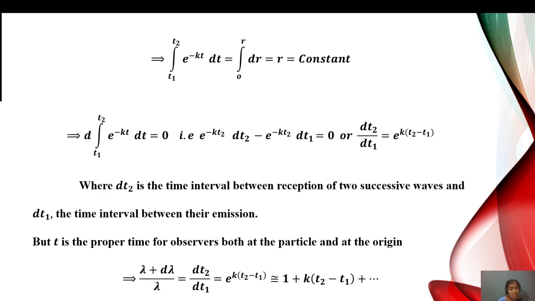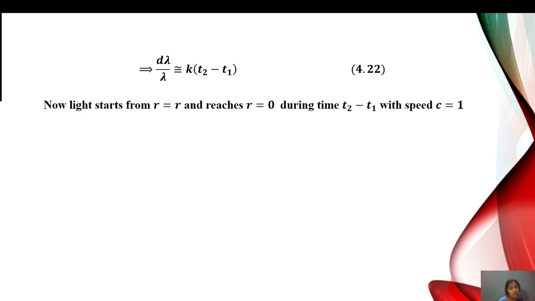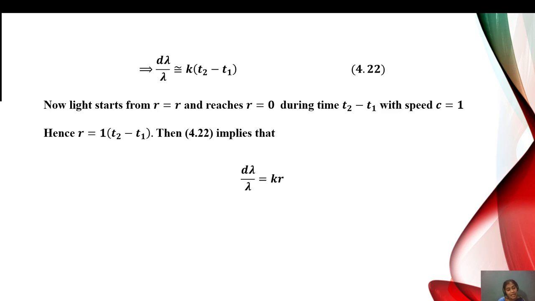With wavelength lambda, (lambda plus d lambda) upon lambda equals dt2 upon dt1. Putting this in the equation, it is e to the power k(t2 minus t1), which is written as 1 plus k(t2 minus t1) plus so on. Then d lambda upon lambda is approximately k(t2 minus t1). Now light starts from r equals r and reaches r equals 0 during the time t2 minus t1 with speed c equals 1. Hence r equals t2 minus t1, and d lambda upon lambda equals k r.